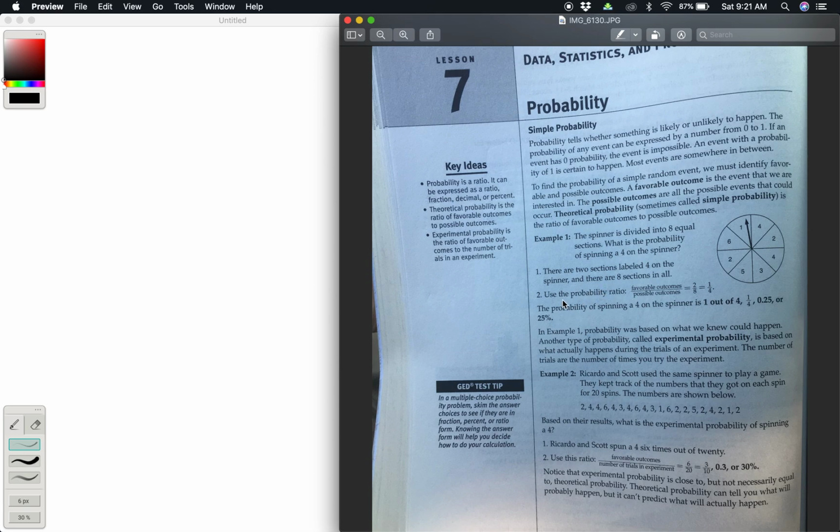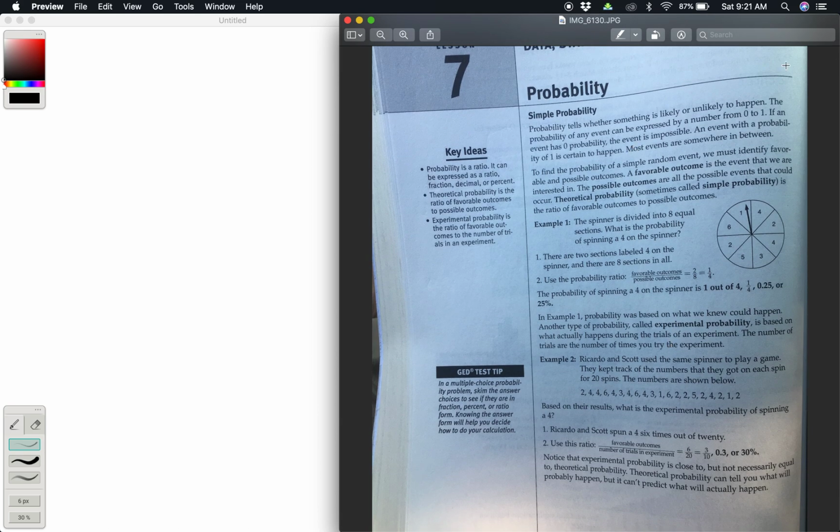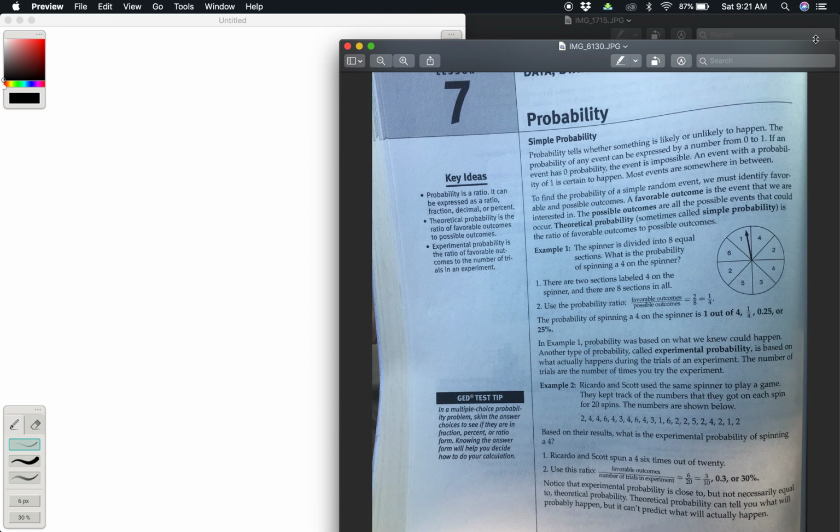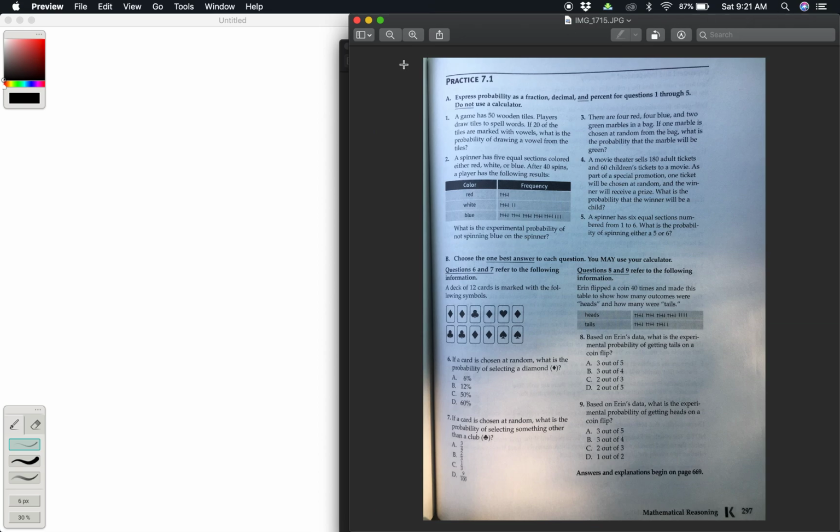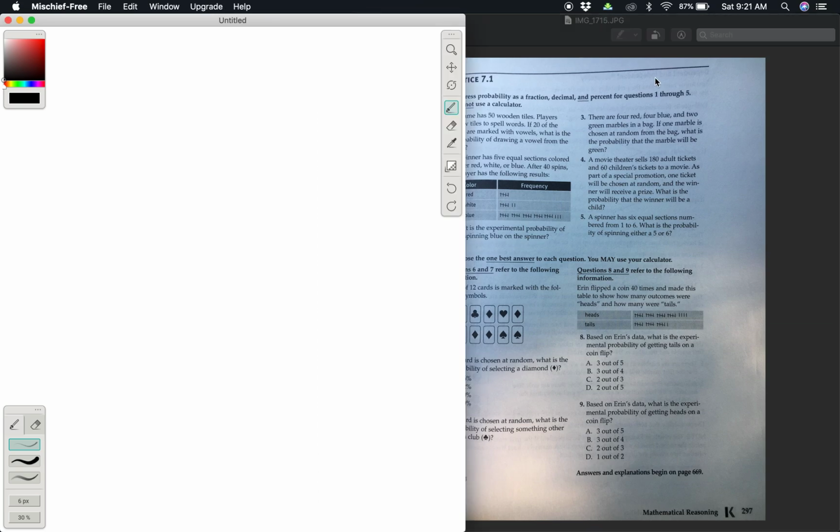And here's the formula. You use the probability ratio, favorable outcomes divided by possible outcomes. Okay, so here there's 8 outcomes, and I think the one they were talking about was landing on 4. So that's why they have the 2 there. Anyways, without further ado, let's get started here.